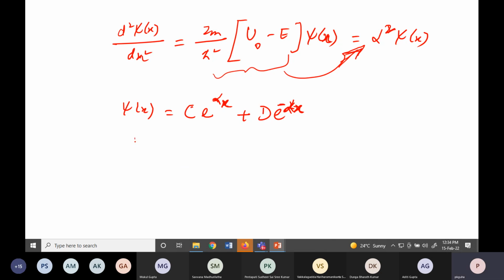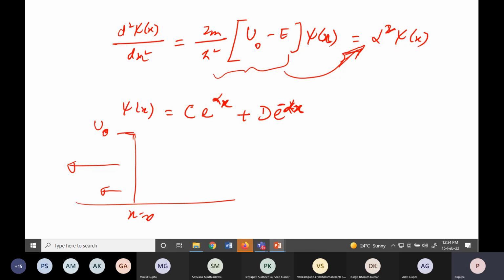Now, one point I would like to mention here is, when we are talking about x less than 0, this part, here the energy is U naught, okay, the height of the barrier. So you see, when you are moving in this direction, we are going towards negative infinity, right? Negative infinity.